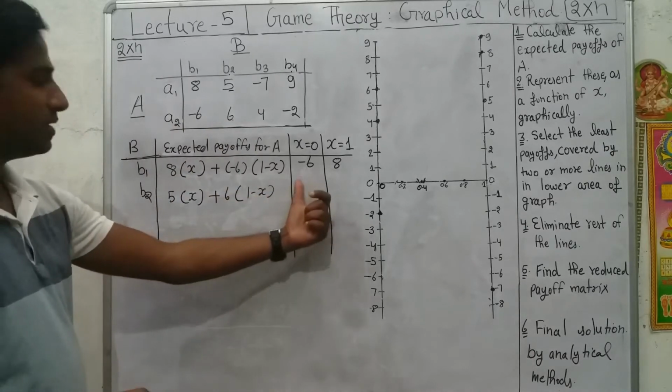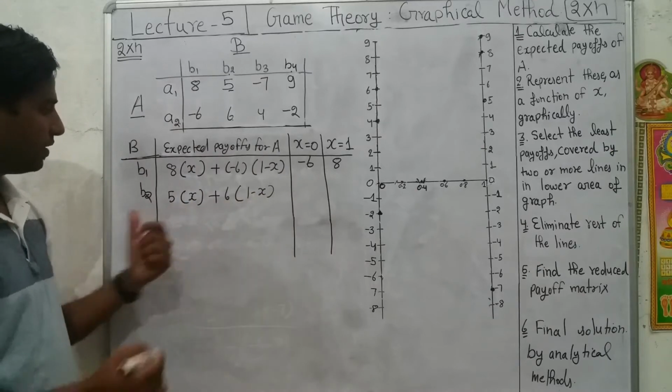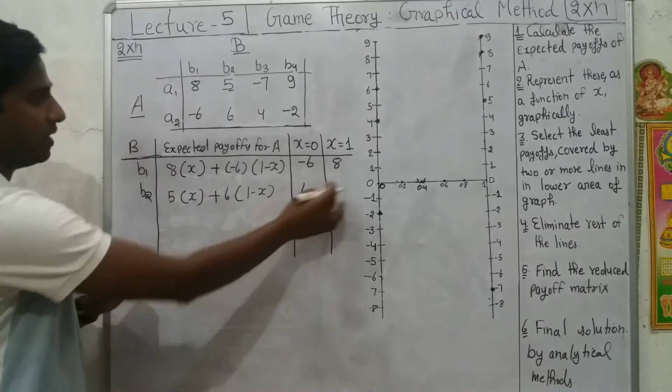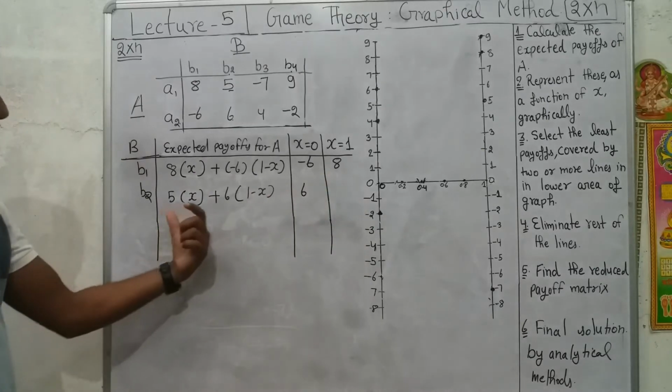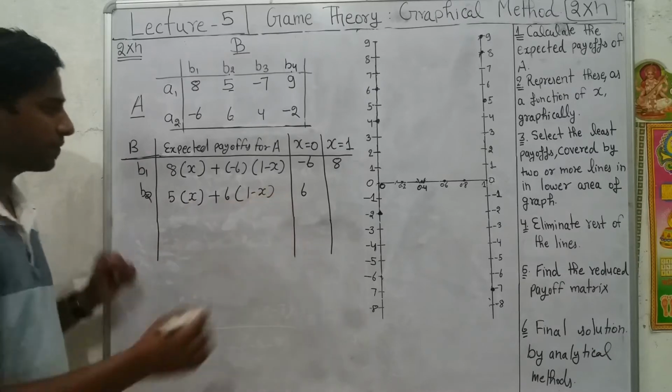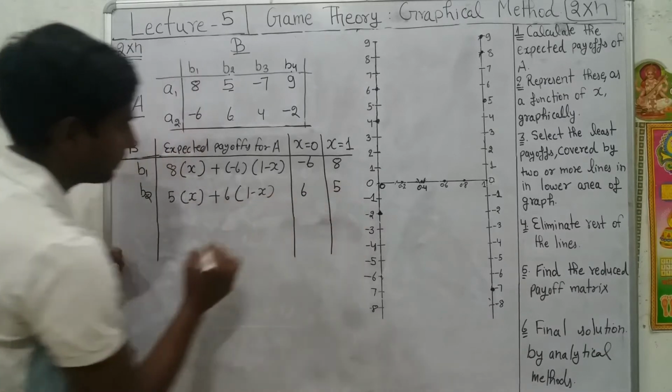So if we put x is equal to 0, then the payoff would be 6 into 1, 6. And if you put x is equal to 1, then 5 into 1, 5, 1 minus 1, 0, so 6 into 0, 0, so the value would be equal to 5.